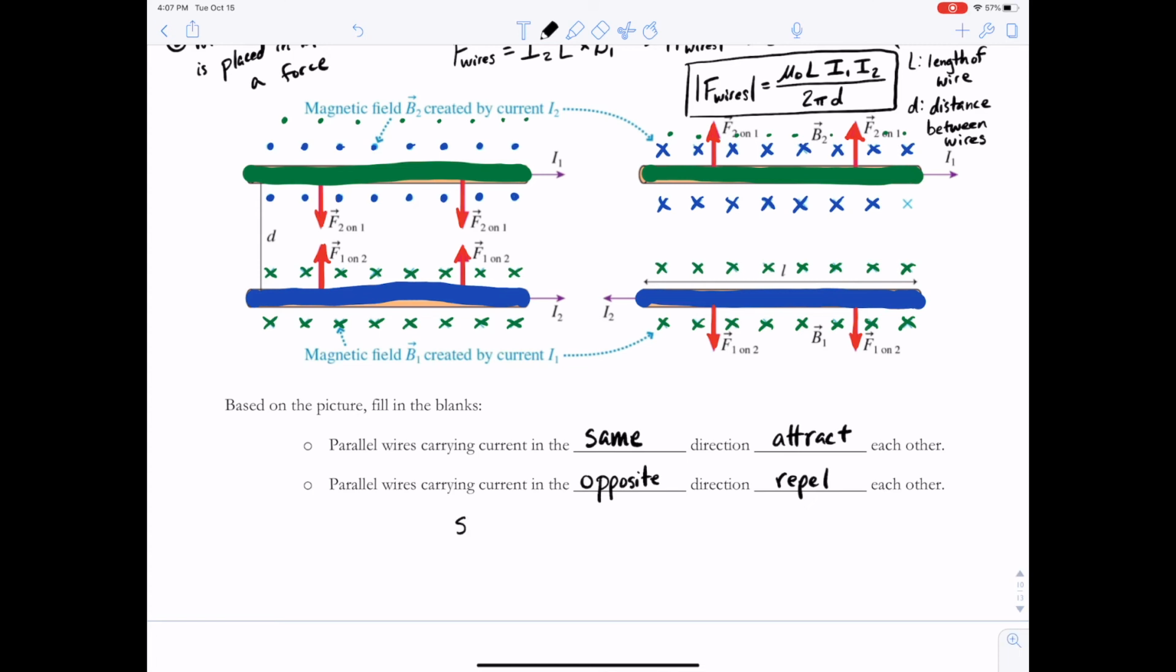in this case, same current direction leads to attraction, whereas for charges or magnetic poles, same always led to repel. But for current-carrying wires, that's not the case. Same current direction leads to wires attracting, whereas opposite directions of current repel. And this is different than what we're used to.